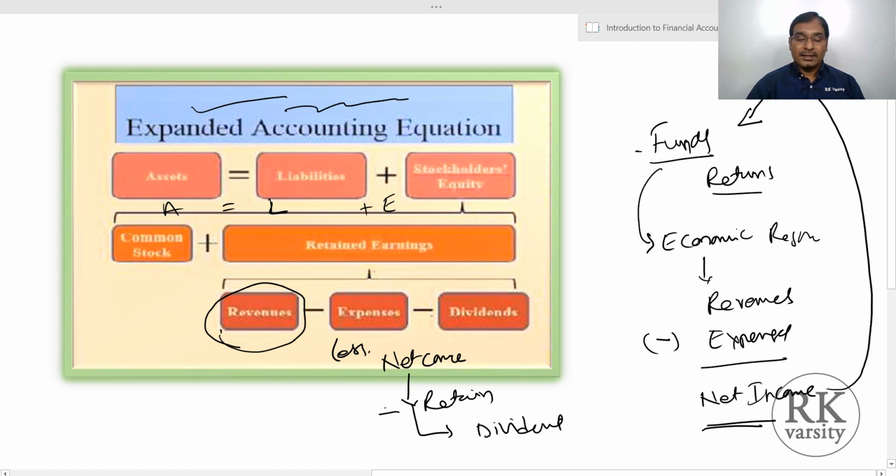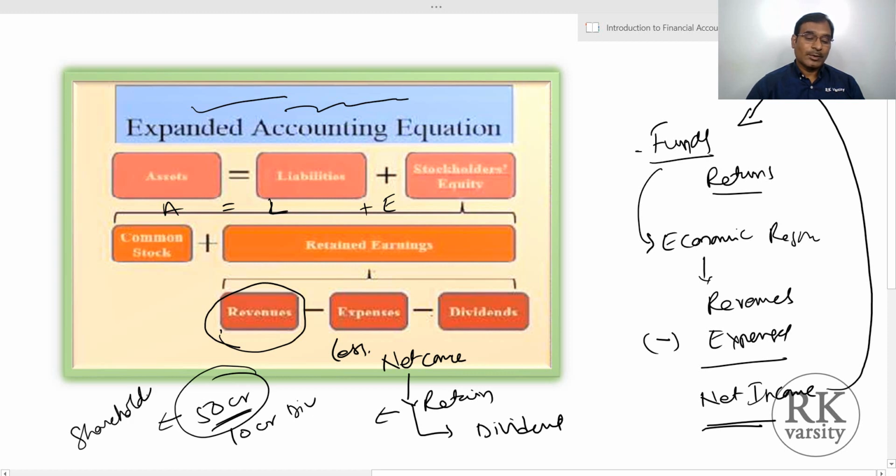Let us say a company earned 50 crore as a net income. This whole 50 crore belongs to the shareholders, the common shareholders. But from this 50 crore, you paid 10 crore to the shareholders in the form of a dividend. Then how much is left out? 50 minus 10 is 40 crore. This 40 crore we will retain, and we call this retained earnings.